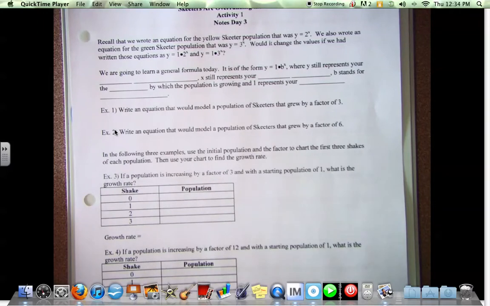Recall that we wrote an equation for the yellow skeeter population that was y equals 2 to the x. We also wrote an equation for the green skeeter population that was y equals 3 to the x. Would it change the values if we had written those equations as y equals 1 times 2 to the x and y equals 1 times 3 to the x?